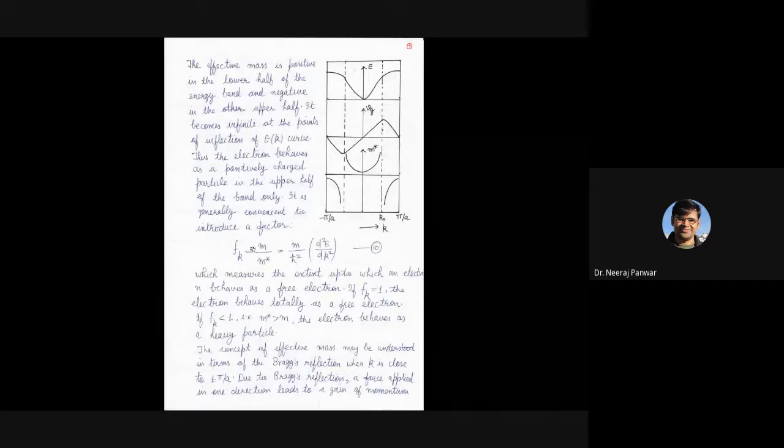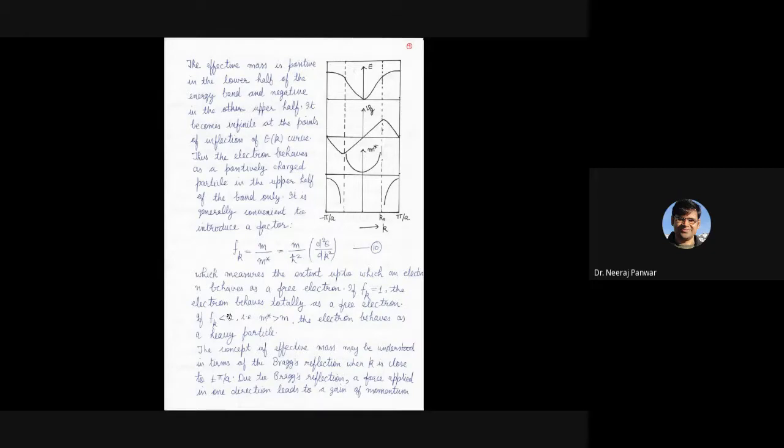We can represent the relation between the mass of a free electron and the effective mass of an electron inside a band by this ratio. Fk is equal to m upon m star. If we substitute the value of m star, we get this relation: m upon h cross square times del 2 E upon del k square. It measures the extent up to which an electron behaves as a free particle. If this ratio is equal to 1, the mass of a free electron is equal to the effective mass of the electron in the band, so the electron is completely free.